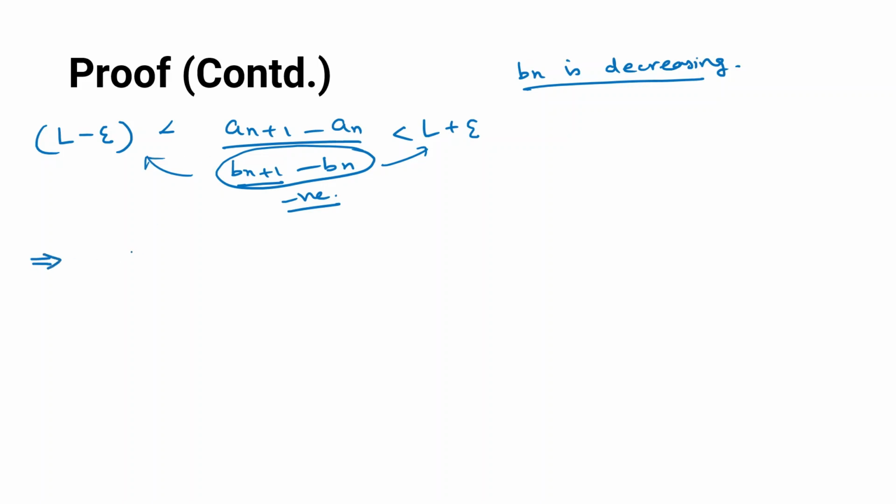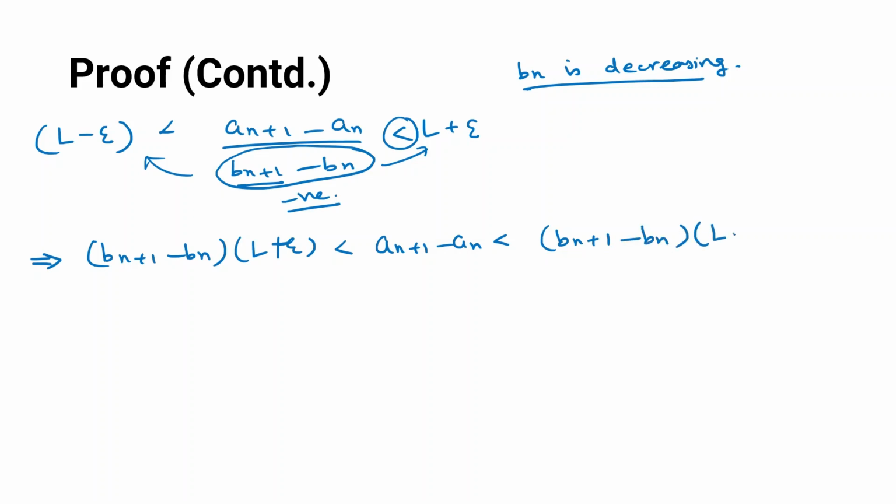So what we get is (b_{n+1} minus b_n) times (L minus epsilon) is less than a_{n+1} minus a_n is less than, I'm so sorry, since it's minus, the inequality is going to reverse, so this one is going to come over here, L plus epsilon, and the one on the left is going to come on the right. It's going to look like this. Okay, so now we have this inequality, and this holds for all n greater than this n_0, right?